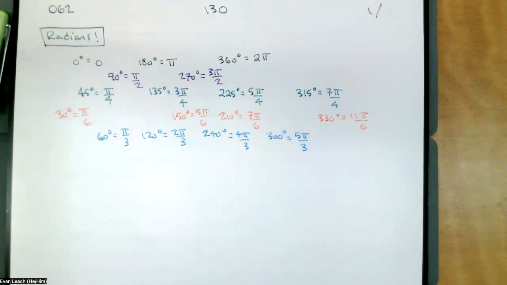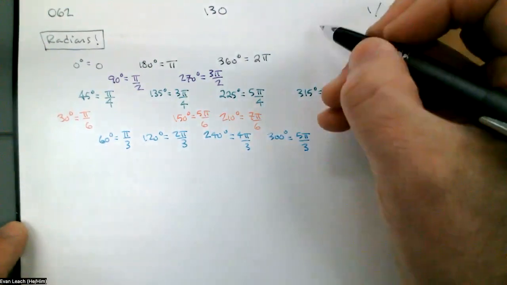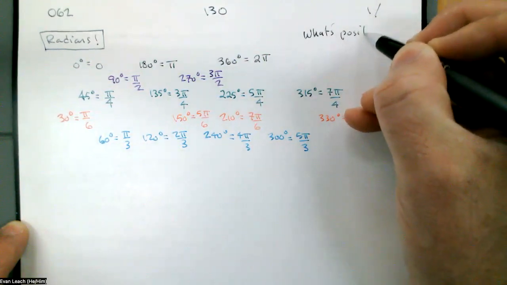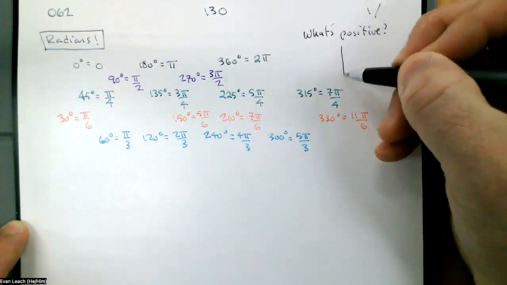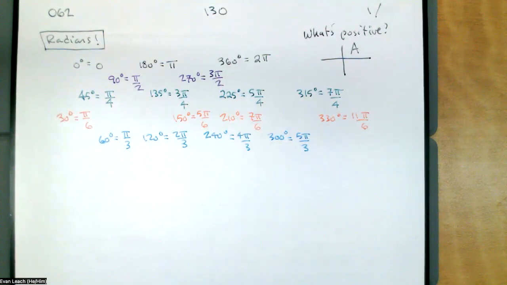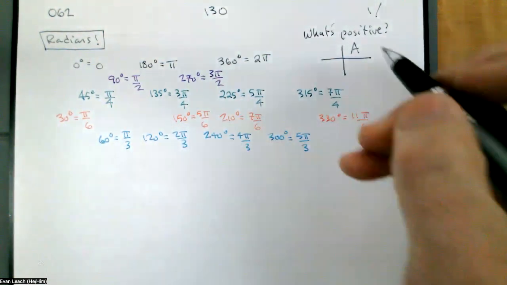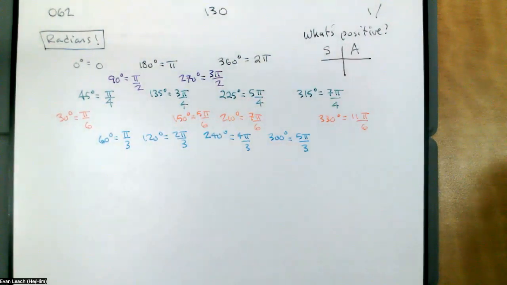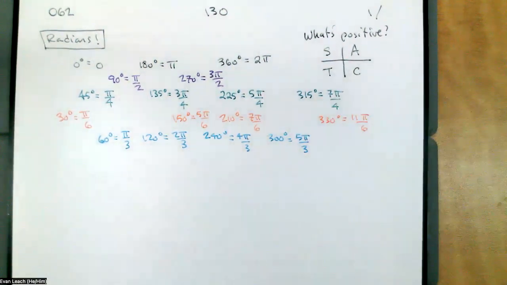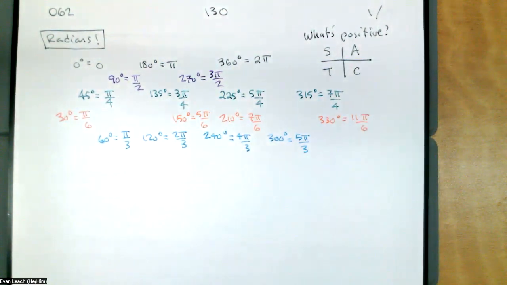The other thing that we want to pair this with is what's positive where. In the first quadrant, all trig functions are positive. In the second quadrant, sine is positive. In the third quadrant, tangent is positive. And in the fourth quadrant, cosine is positive. So here's another way to remember what's positive. If you go around 1, 2, 3, and 4, you could think all students take calculus.